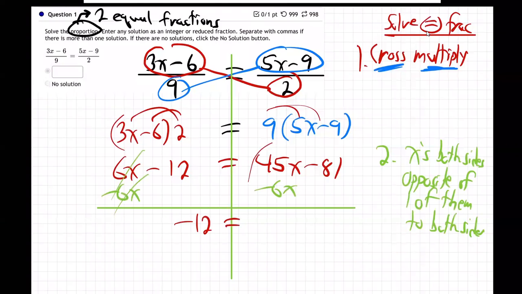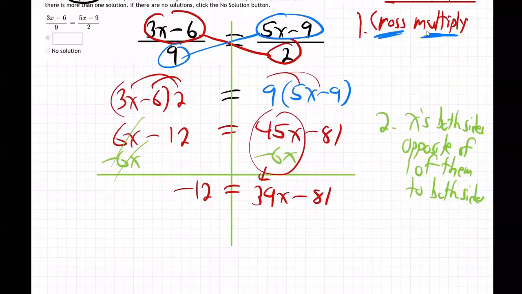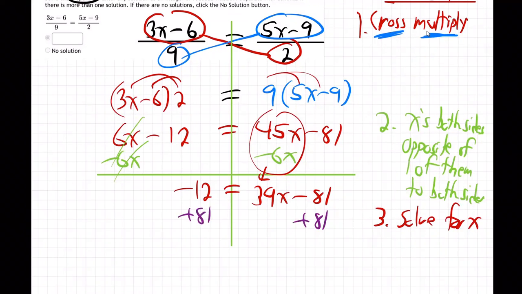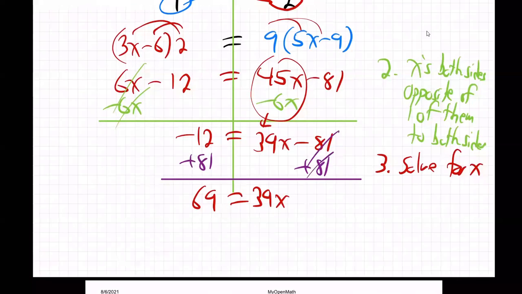Minus 12. What is this? 45 minus 6. It's 39, isn't it? Yeah. Okay, and then you just finish solving for x. Just wrap her up. Solve for x. So how do we solve here? Add the 81. And what do we got? Boom, boom. 39x equals 69. Yeah, it's just going to be an ugly answer, I think.